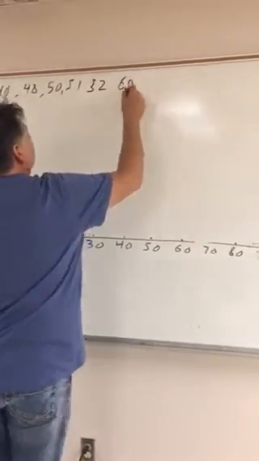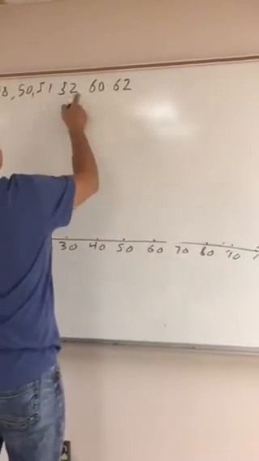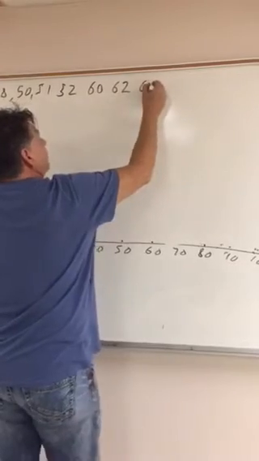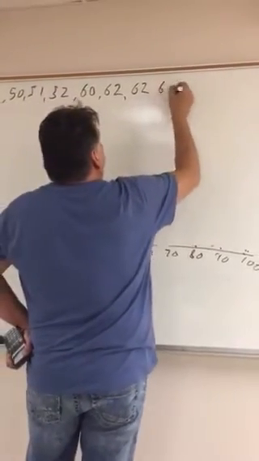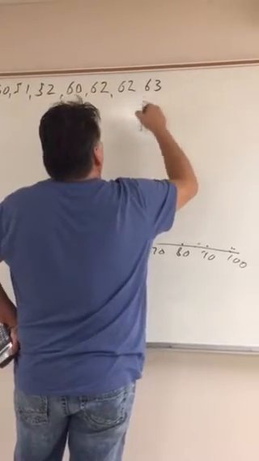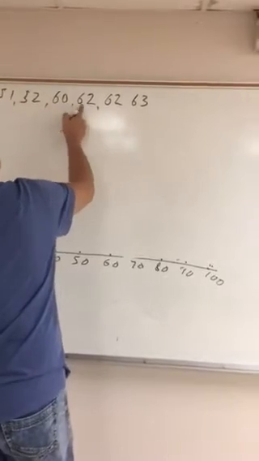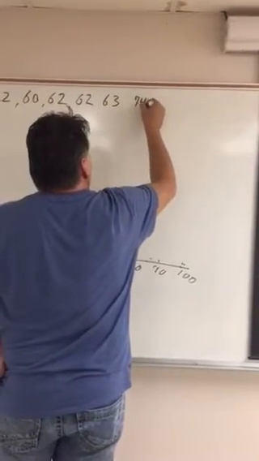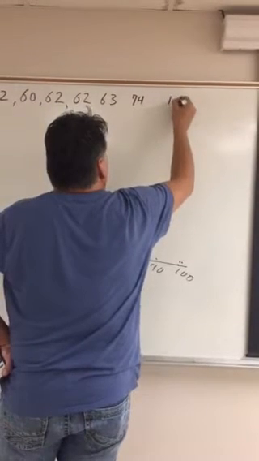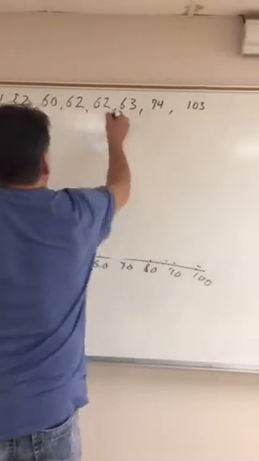a 60, 62, so I got 1, 2, 3, 4, 5, 6, 7, 62, 63, only got 1, 2, 3, 4, 5, 6, 7, 8, 9, 74, and a 103. So that's my data.